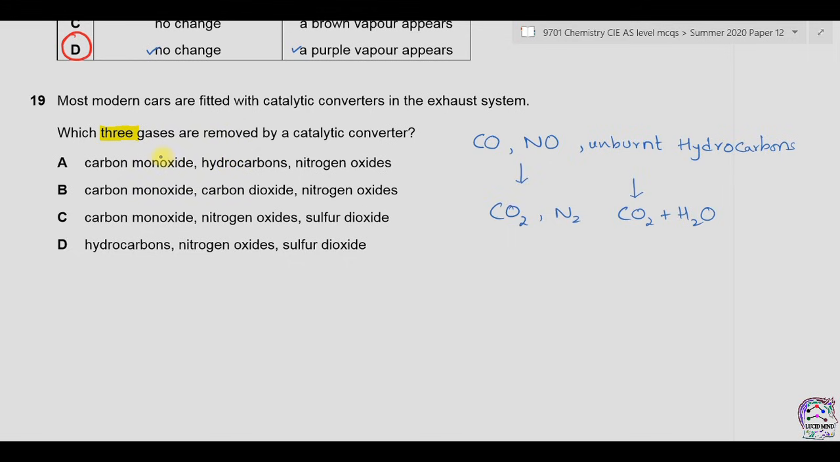So we have A, carbon monoxide, hydrocarbons, nitrogen oxides. B is carbon monoxide, carbon dioxide, nitrogen oxides. C is carbon monoxide, nitrogen oxide, sulfur dioxide. D is hydrocarbons, nitrogen oxide and sulfur dioxide. So the only possible option is part A.